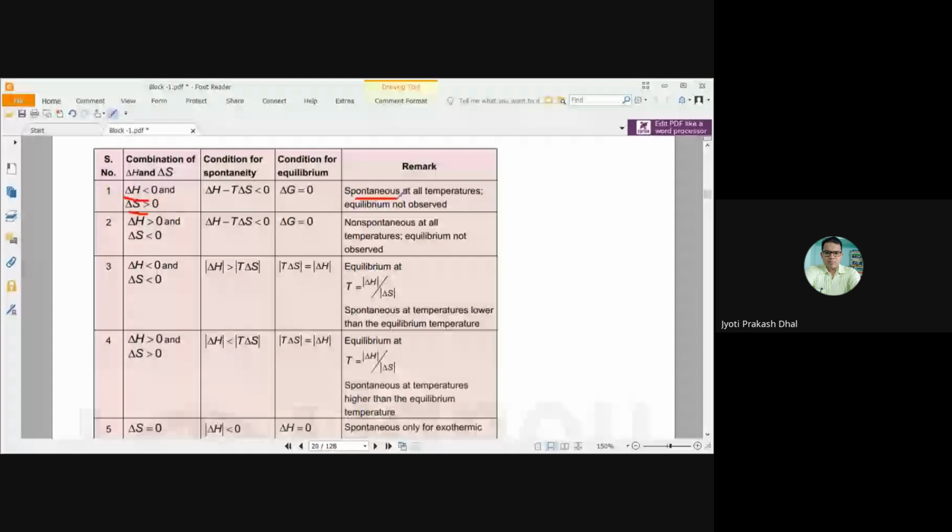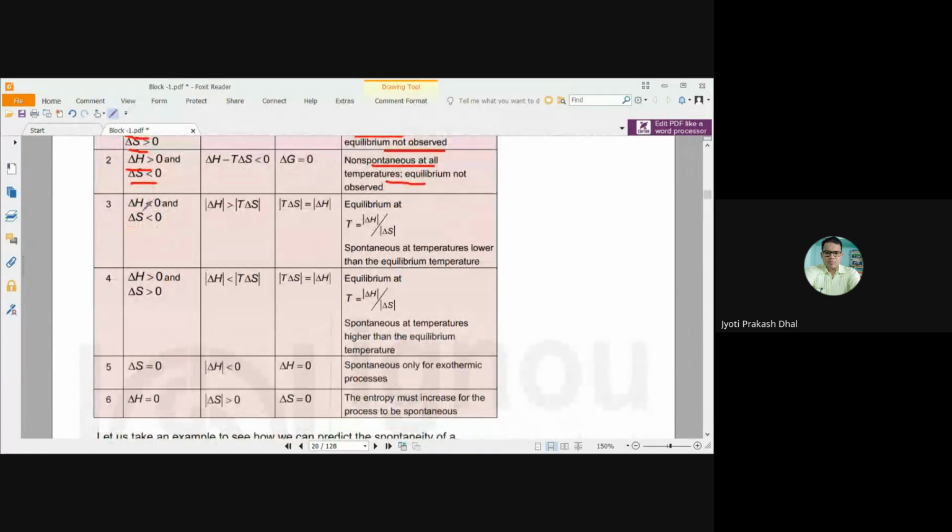Your process will be spontaneous at all temperatures and equilibrium will not be observed. And if delta H is greater than 0 and delta S is less than 0, the process will be non-spontaneous at all temperatures and equilibrium will not be observed. And again, if delta H is less than 0 and delta S is less than 0, then we have to find the equilibrium temperature, that is T equals magnitude of delta H by magnitude of delta S, and the process will be spontaneous at a temperature lower than T.